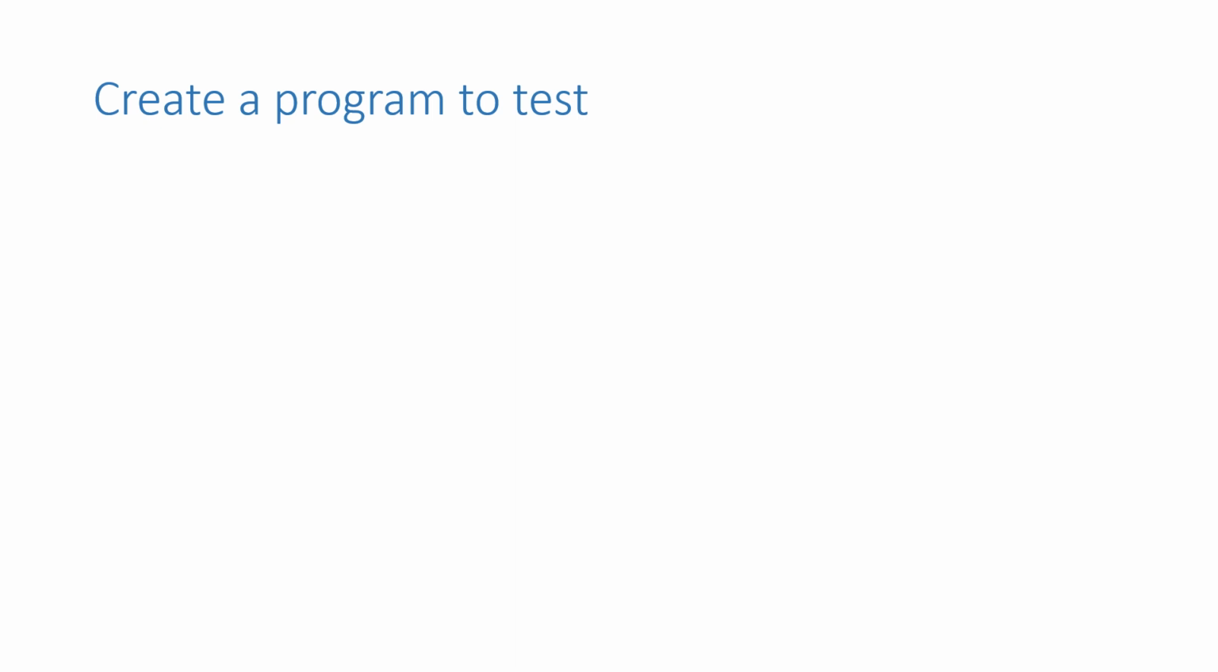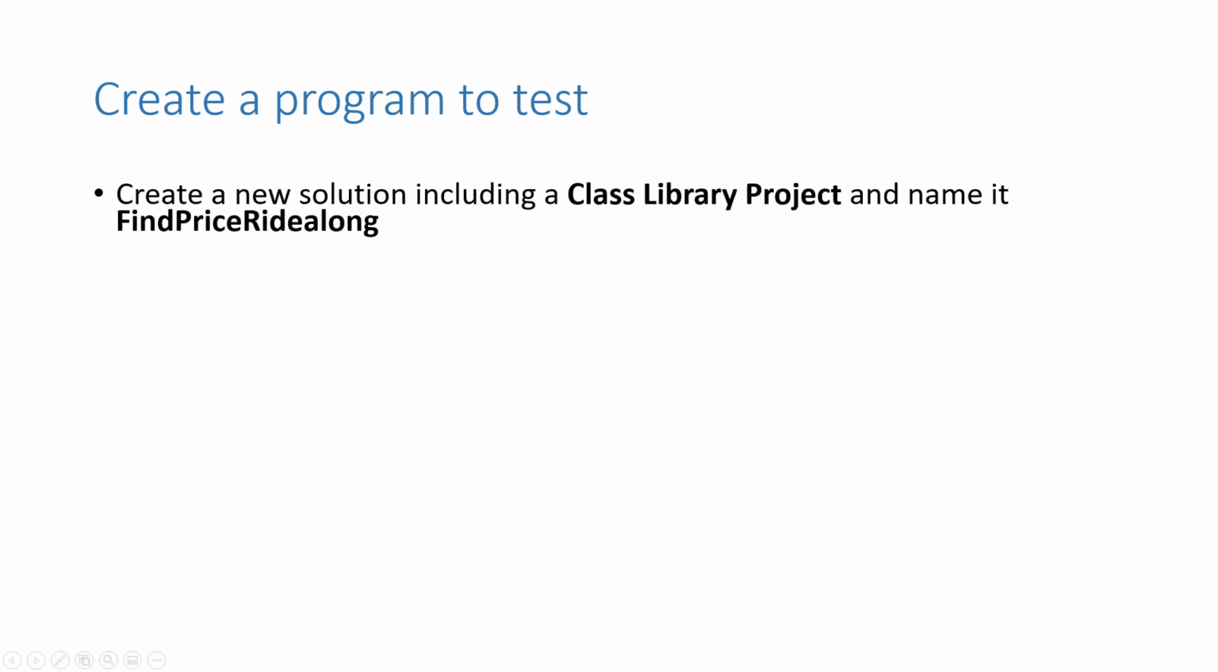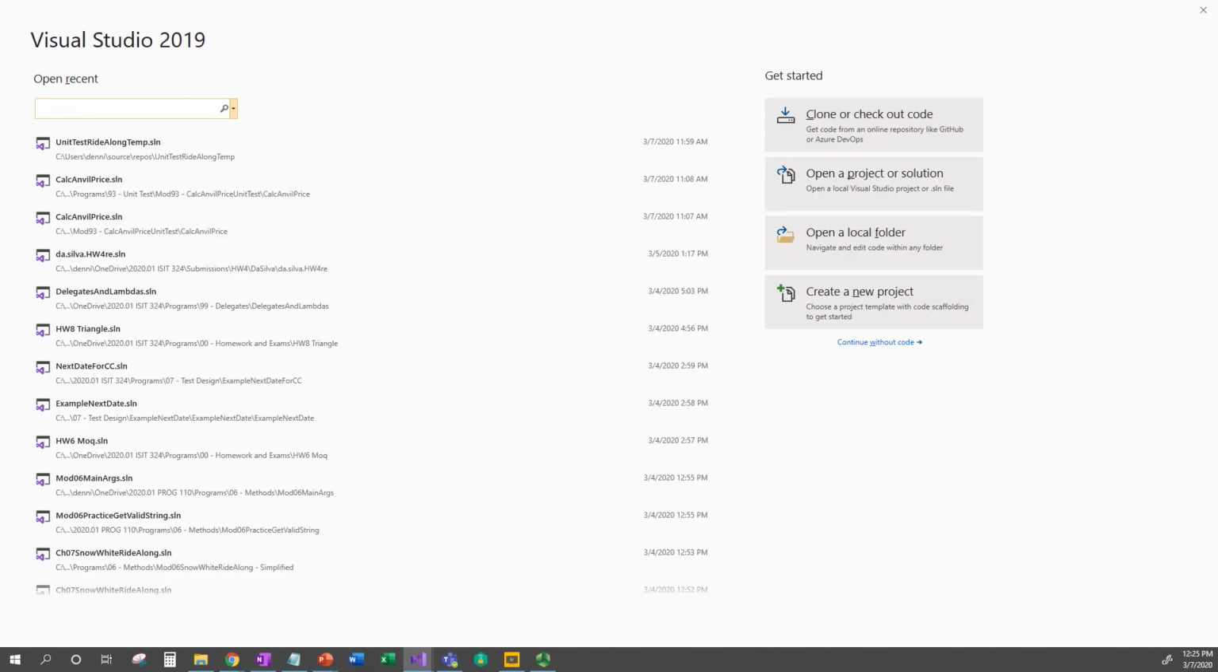So that's pretty much what we're doing here. So here's how we will start. First thing: we'll generate a new solution that includes a class library project and name it Find Price Ride Along. So if you will create a new solution or open up Visual Studio, and then we'll say create new project.